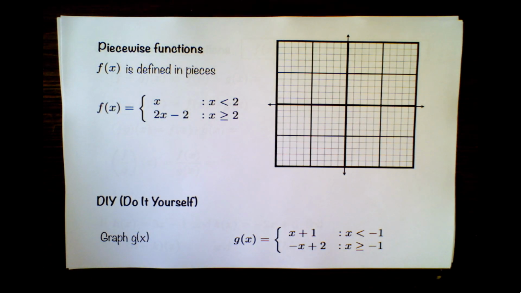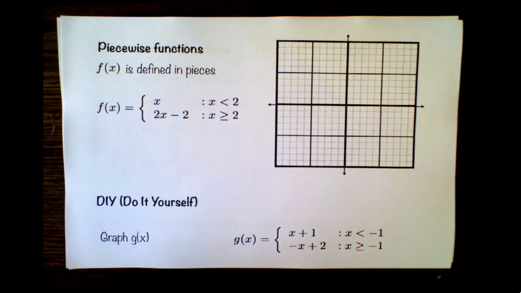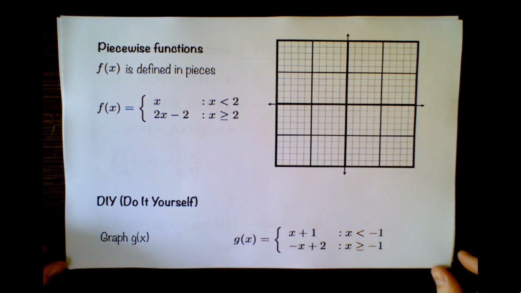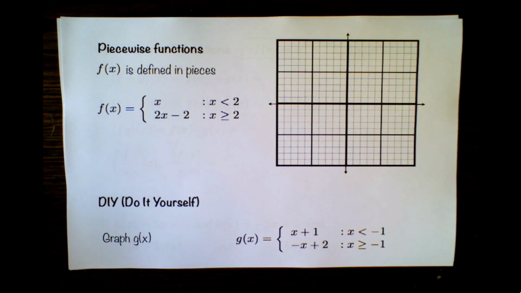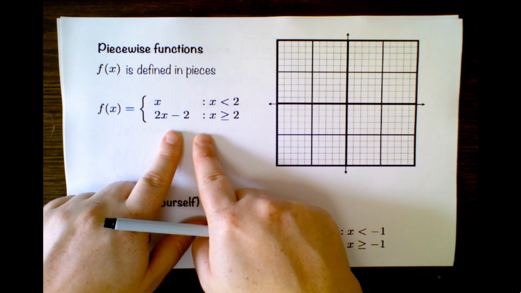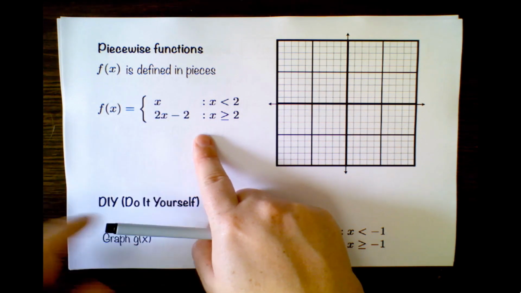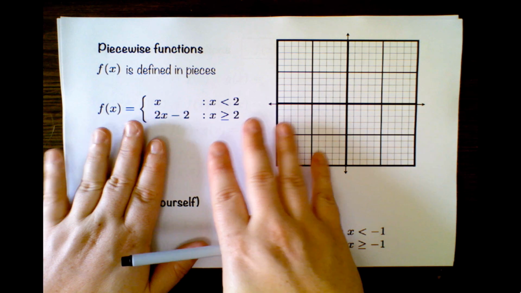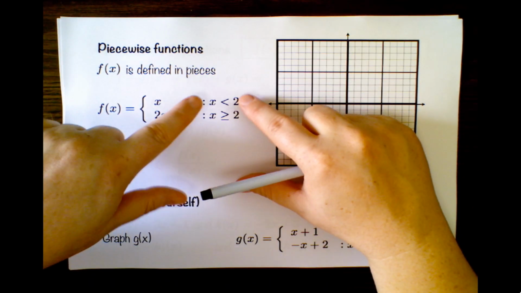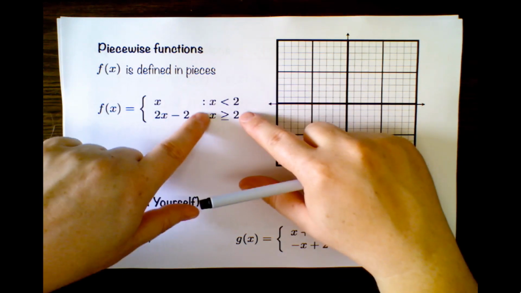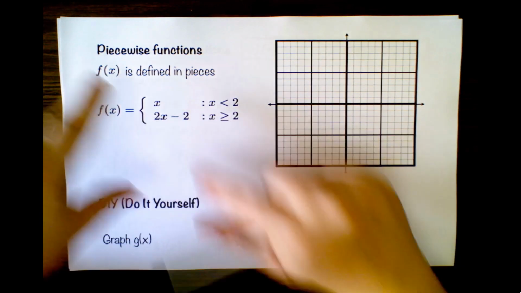Something else you might not have encountered before are piecewise functions. And piecewise functions are pretty easy. They might be new. So basically, it just means that the function is defined in pieces. This particular function has 2 pieces. Some of them have a zillion pieces, but we're just talking about a nice simple 2-piece function. And what it says, when this is true, you follow this rule. And when this is true, you follow this rule.